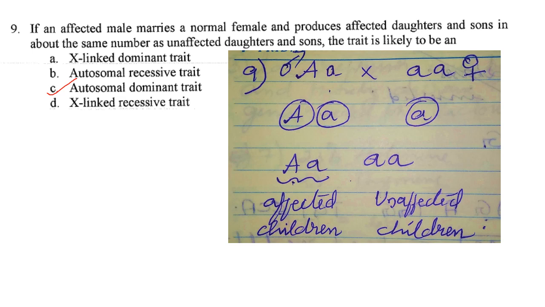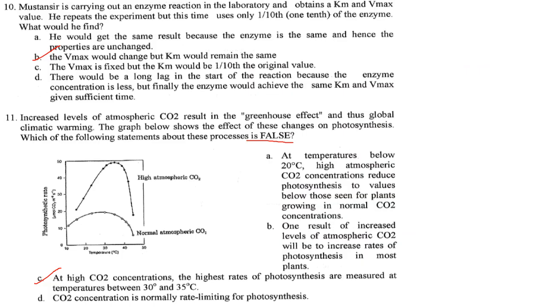So the answer here is autosomal dominant trait. Then next one. Mustansir is carrying out an enzyme reaction in the laboratory and obtains a Km and Vmax value. He repeats the experiment but this time uses only 1/10th of the enzyme. What would he find? Here only the enzyme concentration has changed and enzyme concentration is dependent on the Vmax. So Vmax will change but Km will remain the same.